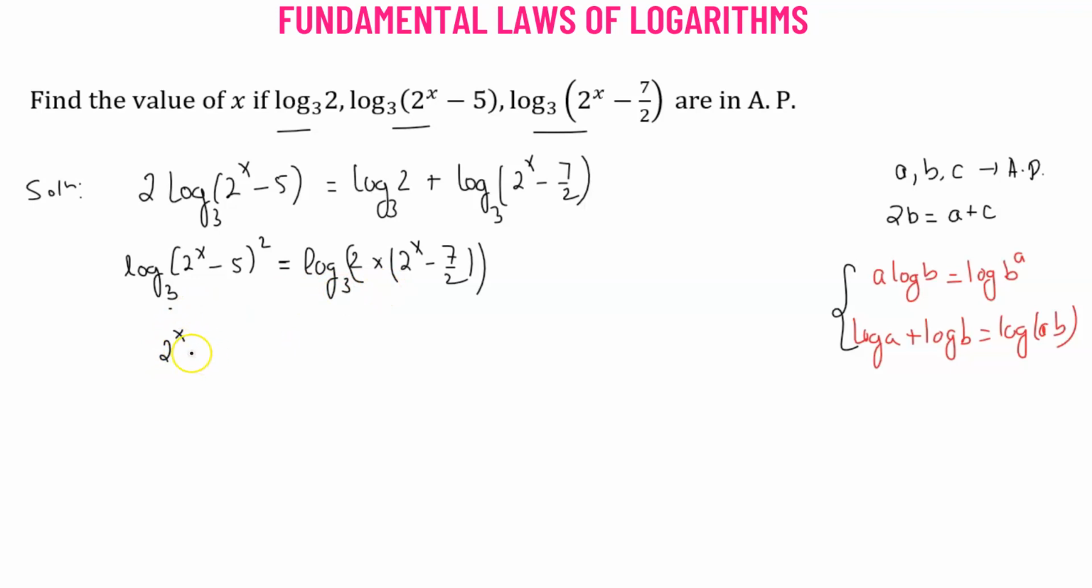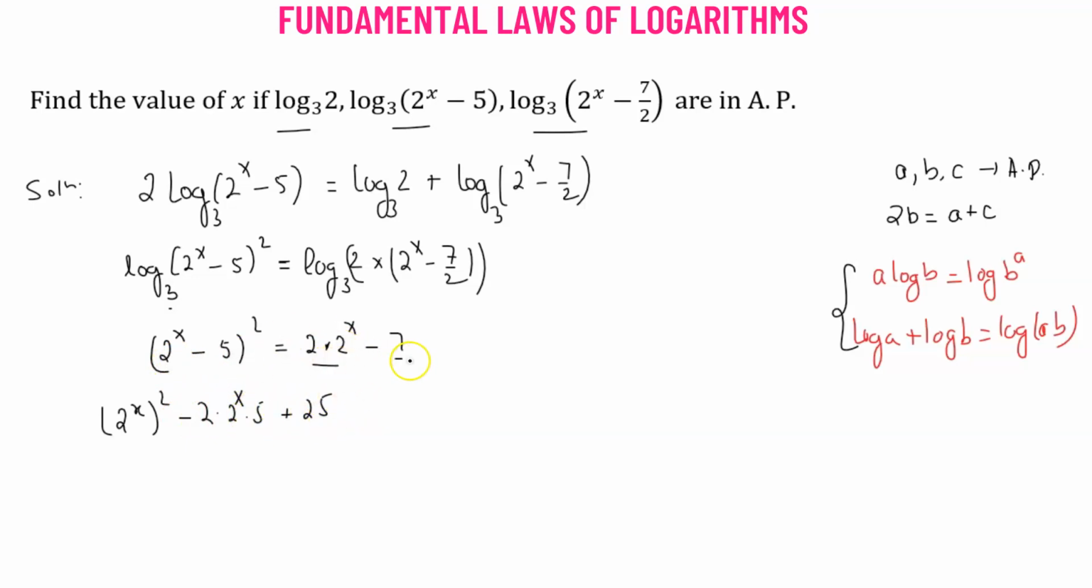So we have 2 raised to the power of x minus 5 whole squared equal to 2 multiplied to 2 raised to the power of x minus 7 over 2. So that means we have 2 times 2 raised to the power of x, and 2 times 7 over 2 will be simply 7. Now let's expand the term on the left hand side using our identity a minus b whole squared. So we have 2 raised to the power of x whole squared minus 2 times 2 raised to the power of x times 5 plus 5 squared, which is 25.